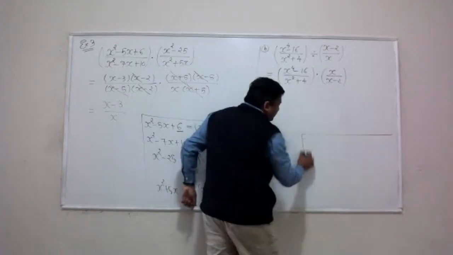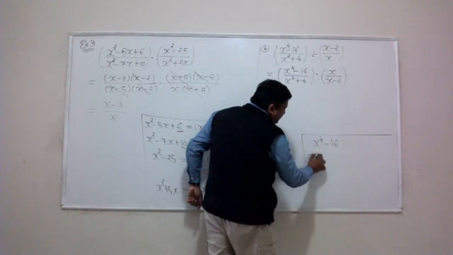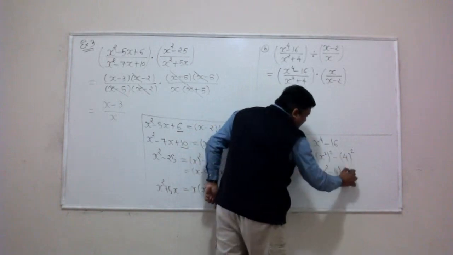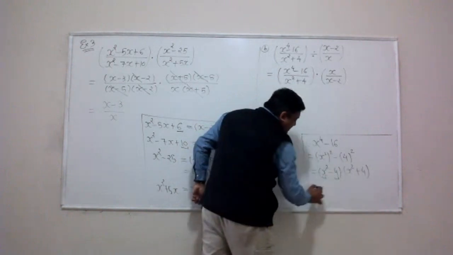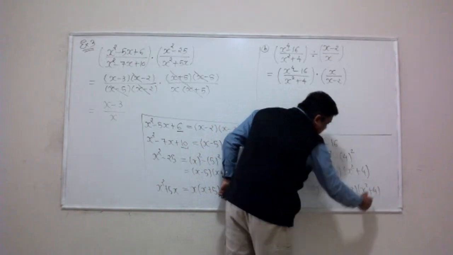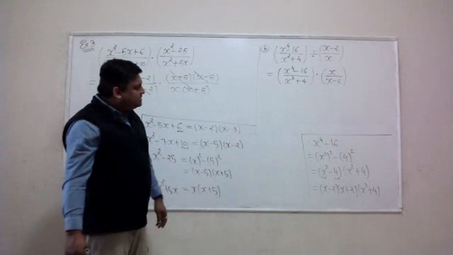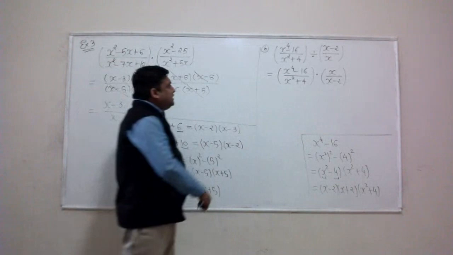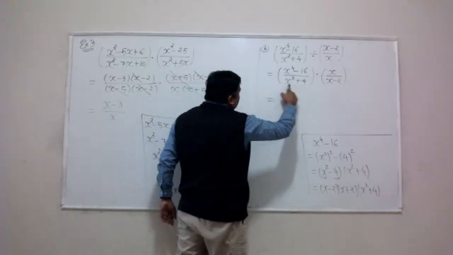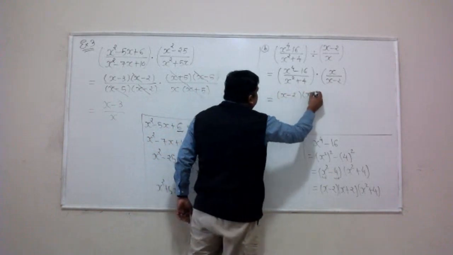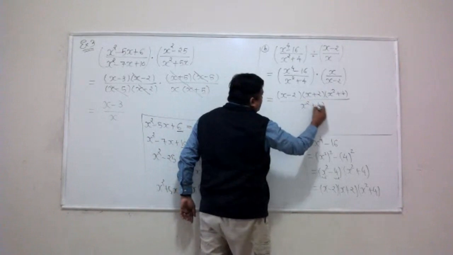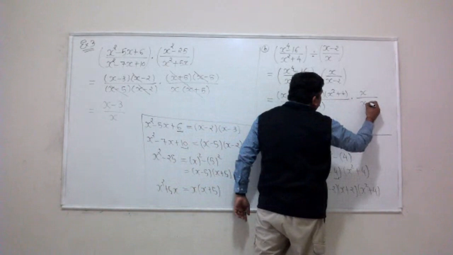x to the 4 minus 16 looks like a difference of two squares, right? x square squared minus 4 square. This is x square minus 4, x square plus 4. As you know, we can factor x square minus 4 further as x minus 2, x plus 2. And then I have x square plus 4, which is the non-factorizable part. This problem is similar to what we did earlier, all right? It's pretty clear that x square plus 4 is non-factorizable, so I wouldn't try to factorize it. x minus 2, x plus 2, x square plus 4, that's the factorization of the top, x square plus 4 in the bottom, times x over x minus 2.